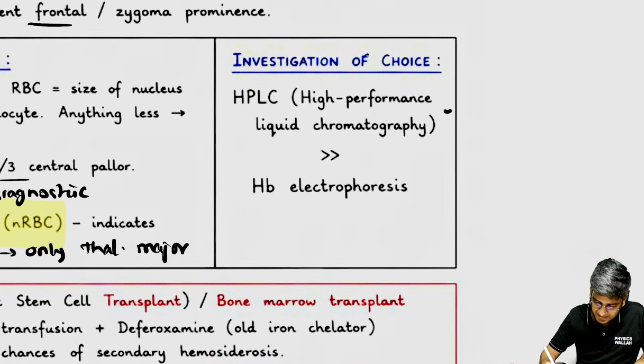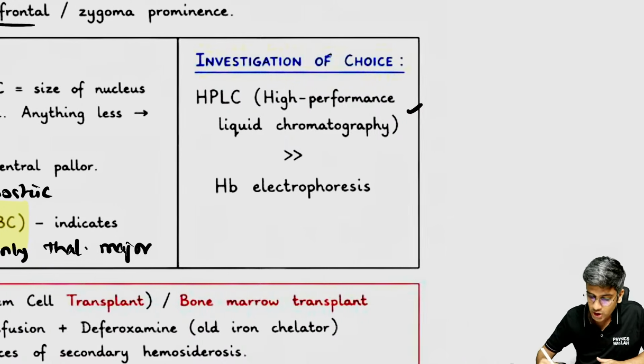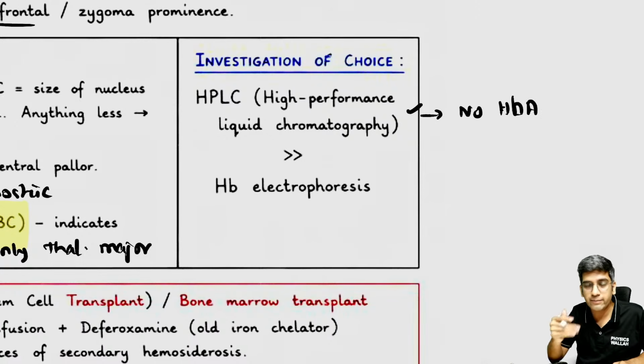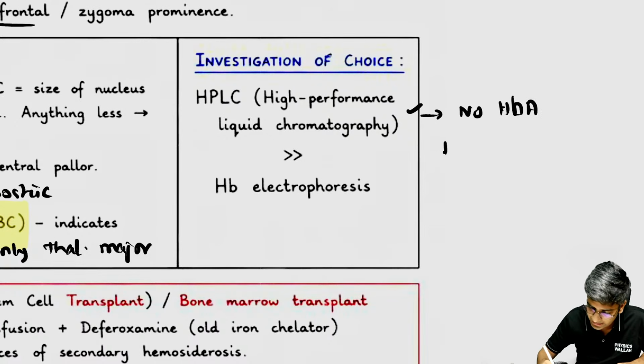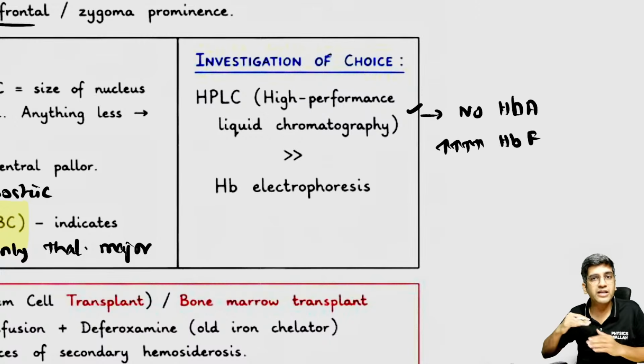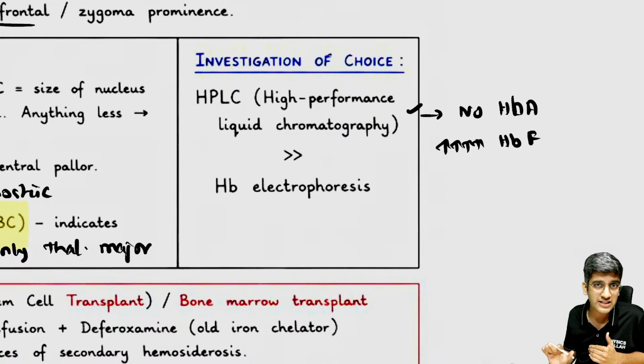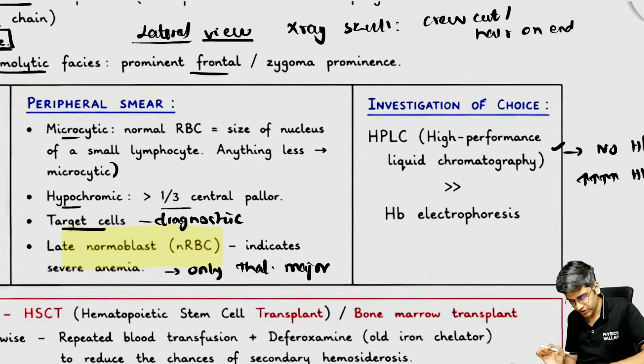Okay. HPLC is definitely better than hemoglobin electrophoresis. So what do I have in HPLC? There will be no hemoglobin A. Hemoglobin A, adult hemoglobin, is nil because no alpha 2 beta 2, and there is an excess amount of hemoglobin F. Hemoglobin F will be around 80-90%. That is diagnostic of thalassemia major. No hemoglobin A, diagnostic of thalassemia major, right? That's enough for us for diagnosing.